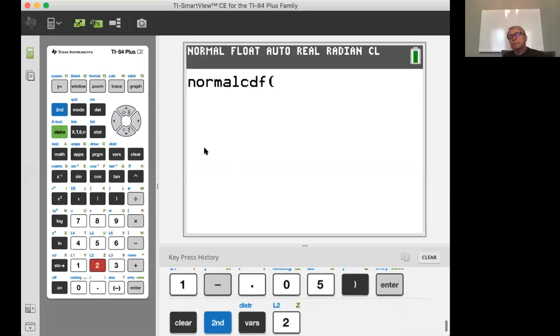All right, so what is normal CDF asking for? It's asking for 2 things. It's asking for basically the boundaries for our area underneath the curve. Remember, what we're finding is an area underneath the curve farther away from the test statistic. Well, the boundaries are, if it's on the left tail, negative infinity on the left and the test statistic on the right. But instead of negative infinity, we're just going to put in a large negative number.